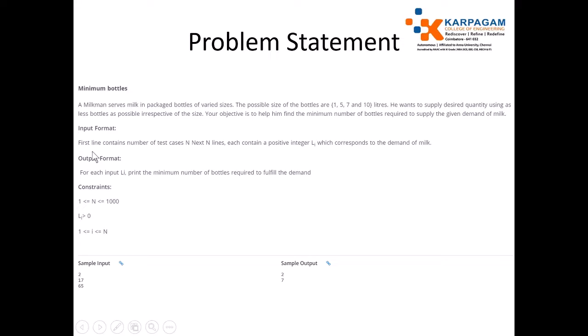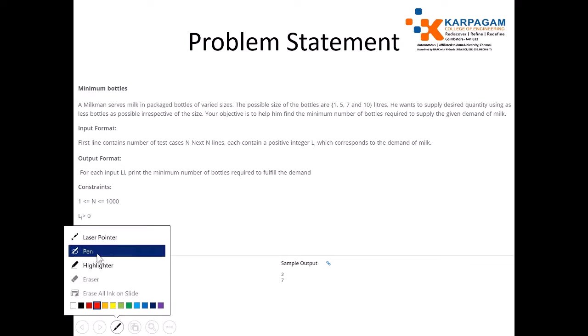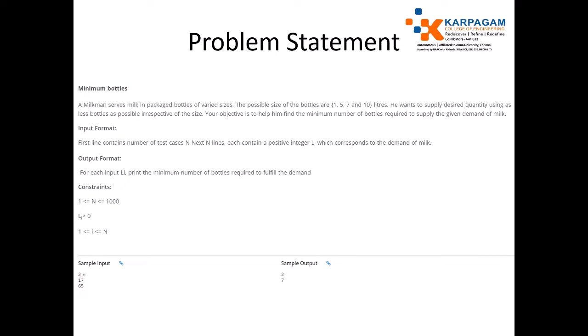Input format: the first line contains the number of test cases n, and the next n lines each contain a positive integer L which corresponds to the demand of milk. Output format: for each Li, print the minimum number of bottles required to fulfill the demand. Constraint: n ranges from 1 to 1000, Li is greater than 0, and i ranges from 1 to n. Here they mentioned the test cases. This is the number of test cases. This one is the demand of milk.